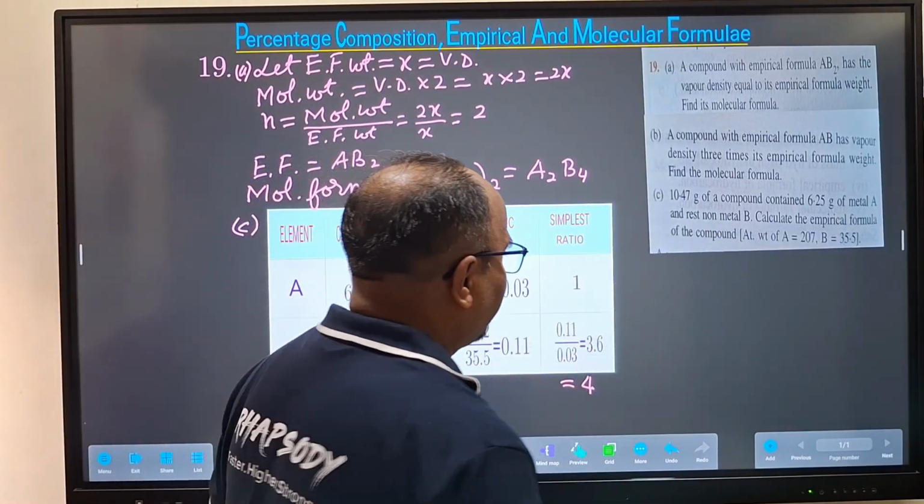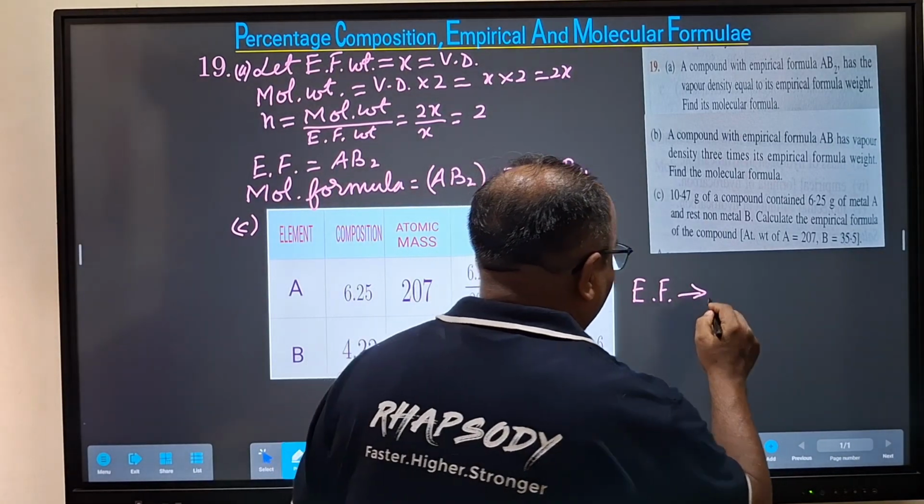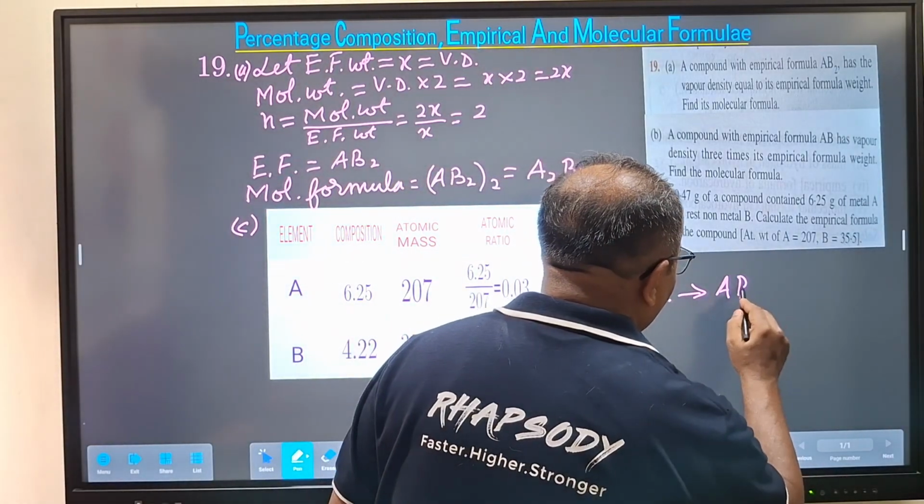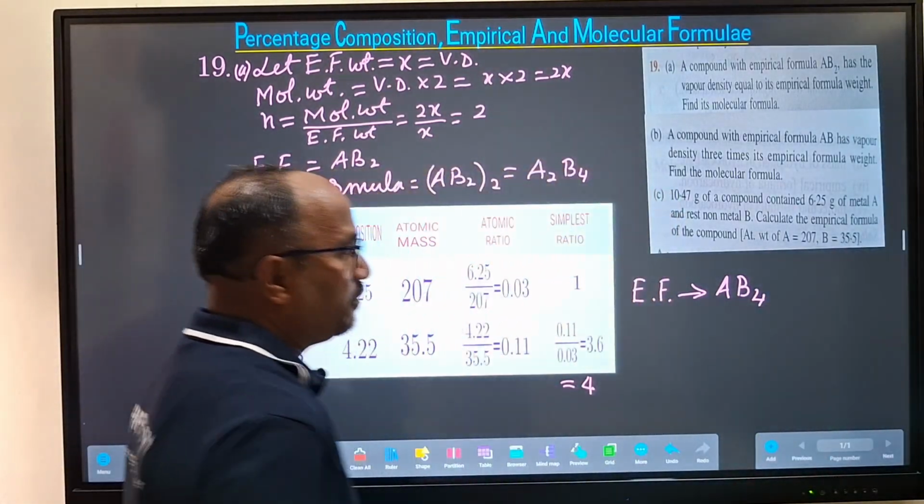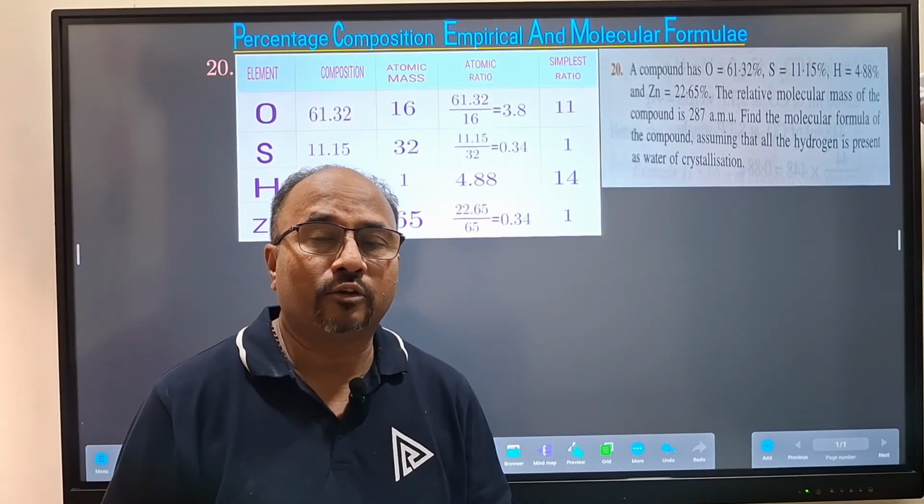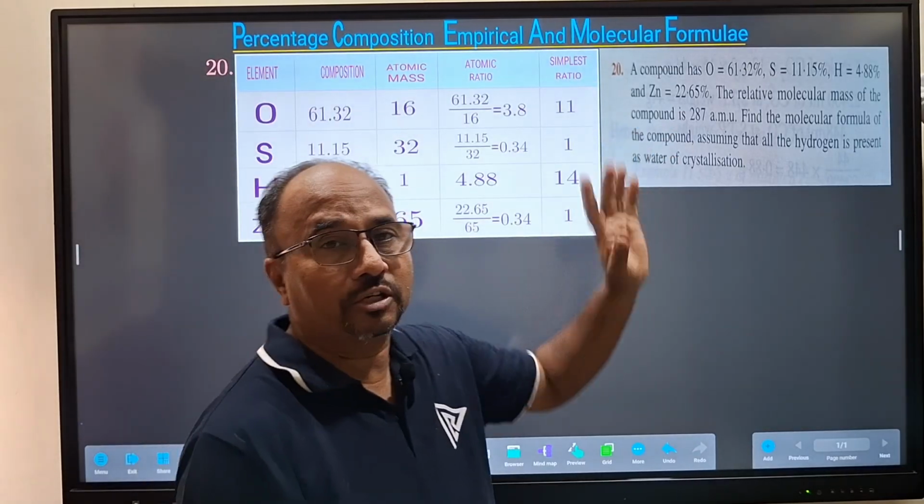We are asked to find the empirical formula. So the empirical formula, A is 1 and B is 4. So it becomes AB4 and the C numerical is done. So now finally to the last numerical of this topic, which is question number 20.